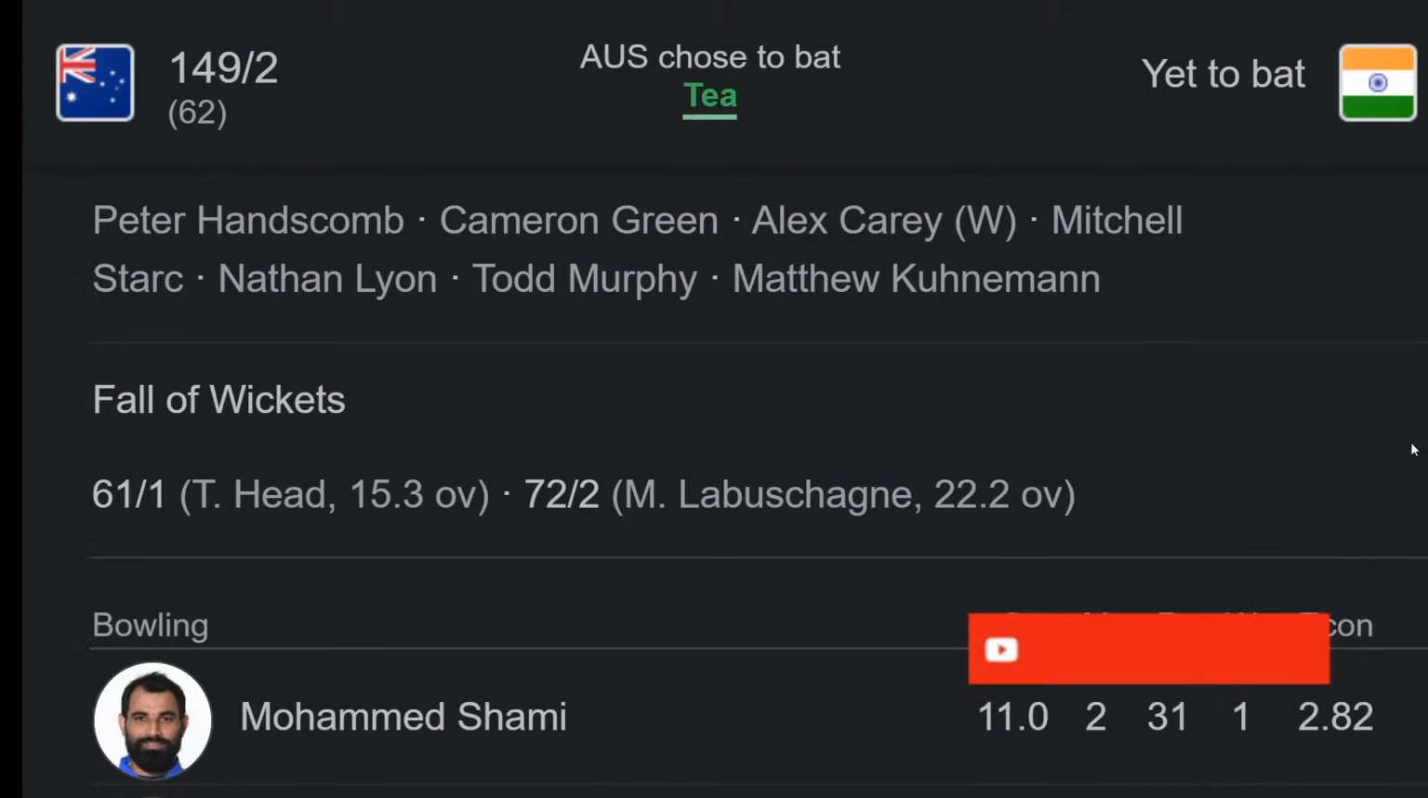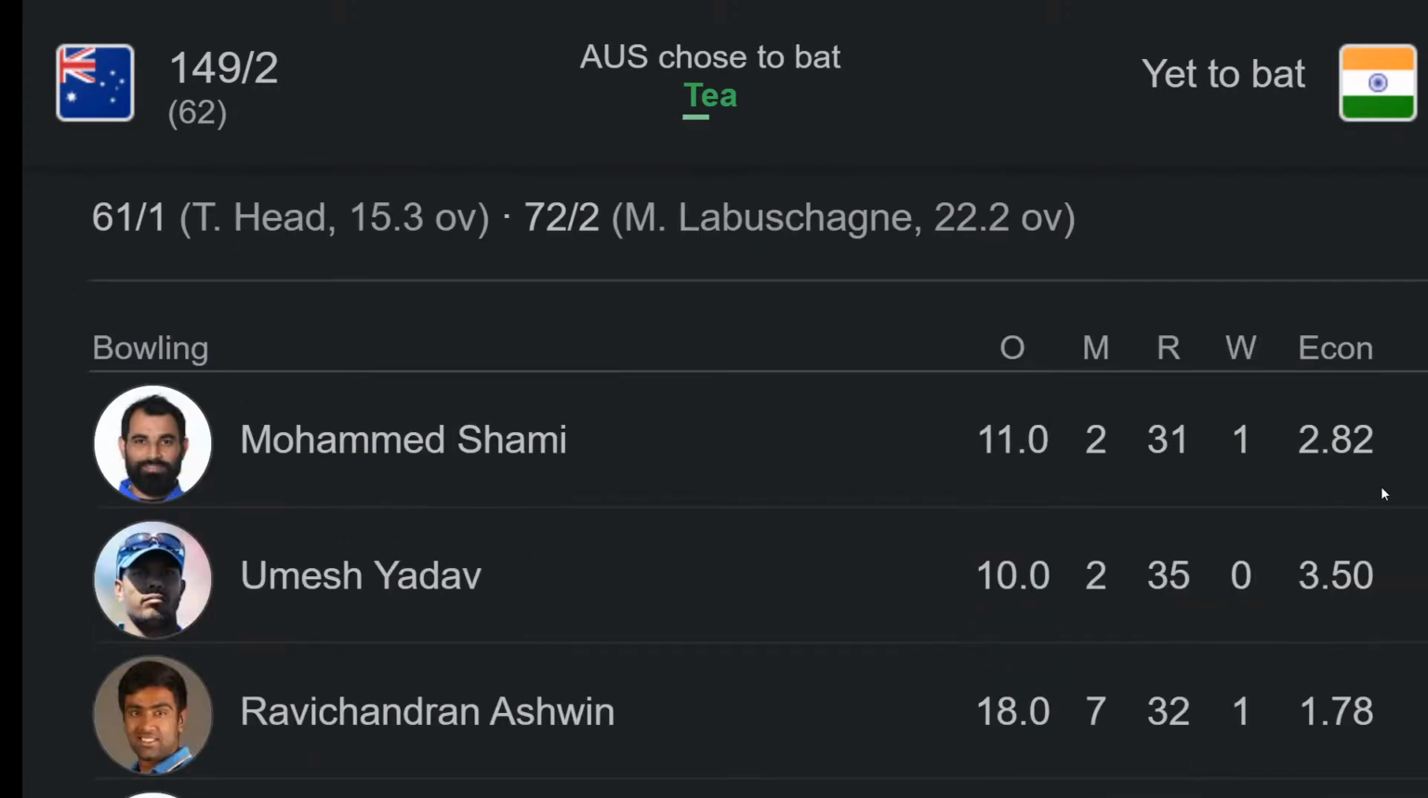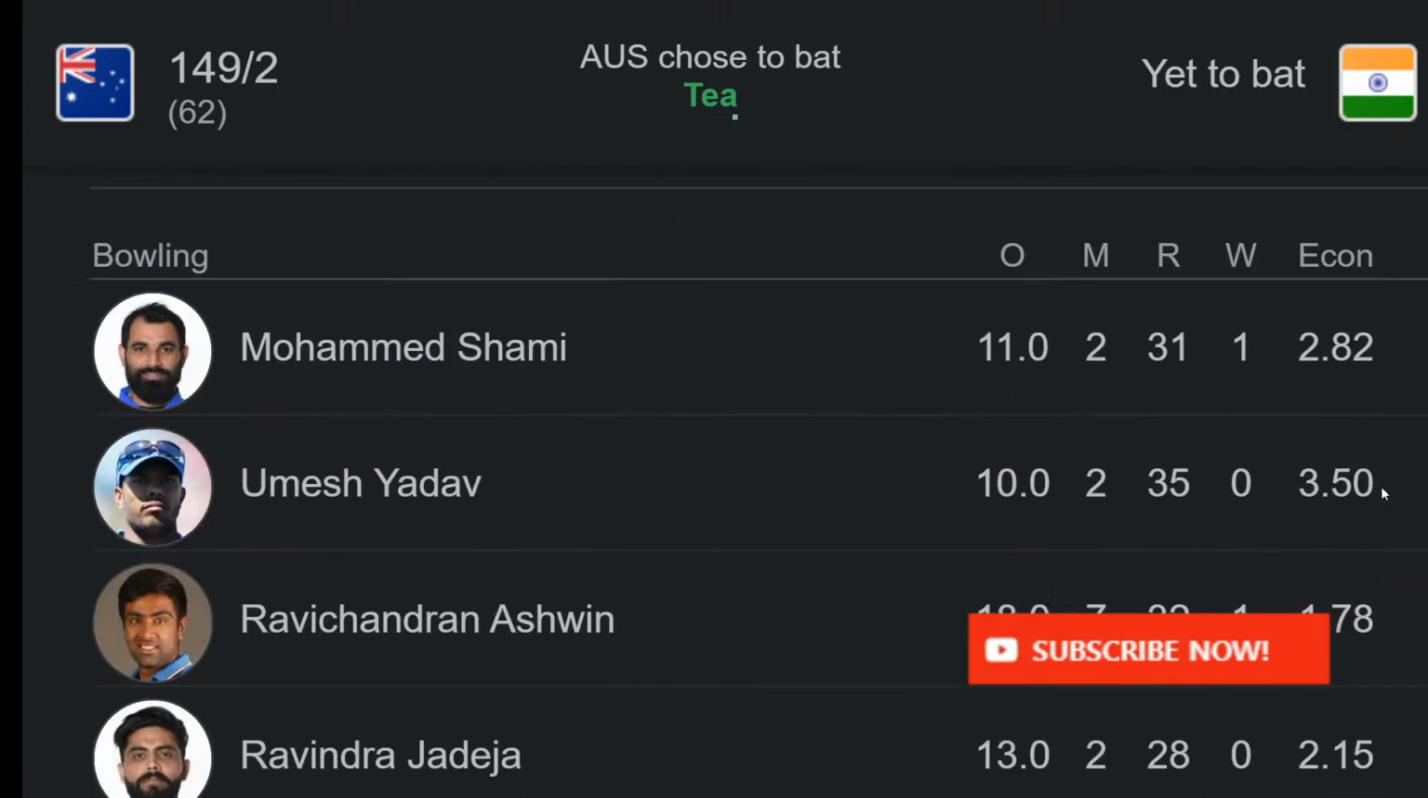First wicket at 61 runs, Travis Head, 15.3 overs. And second wicket at 72 runs, Marnus Labuschagne, 22.2 overs. Bowling of India: Mohammed Shami 11 overs, 2 maidens, 31 runs, 1 wicket, economy 2.82. Umesh Yadav 10 overs, 2 maidens, 35 runs, economy 3.50, no wicket.